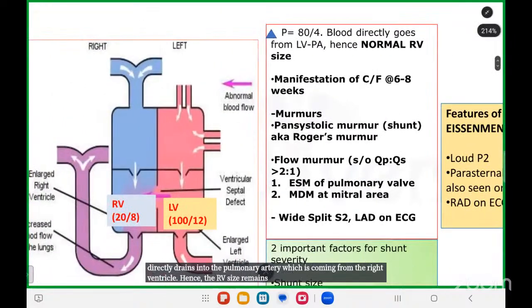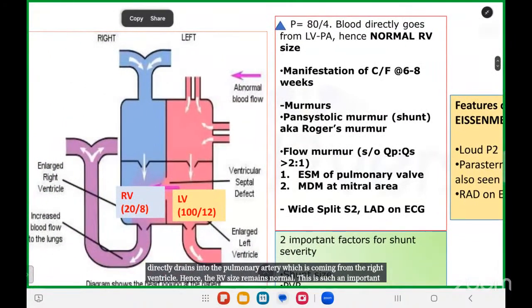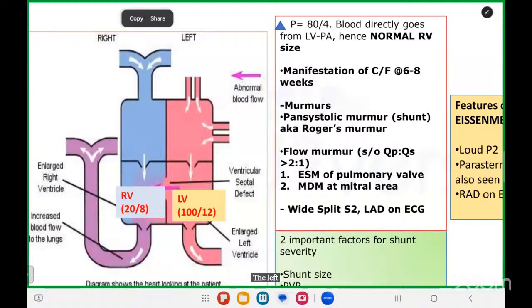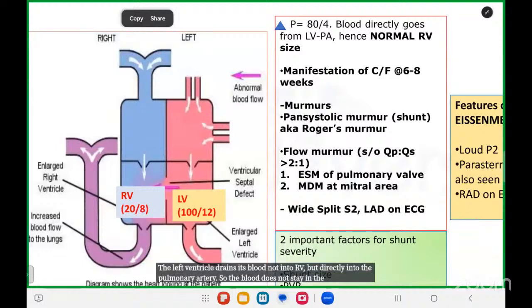This is such an important point. I repeat that because of this pressure gradient, the left ventricle drains its blood not into the RV, but directly into the pulmonary artery. So the blood does not stay in the RV for a long time, which is why the right ventricular size remains apparently normal.